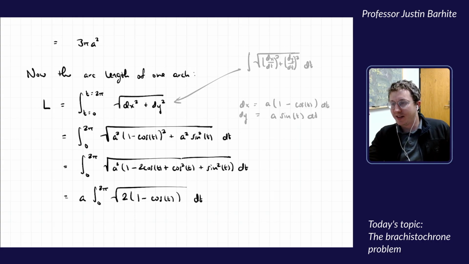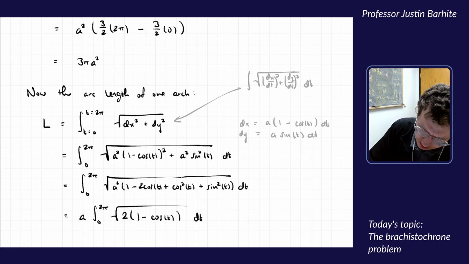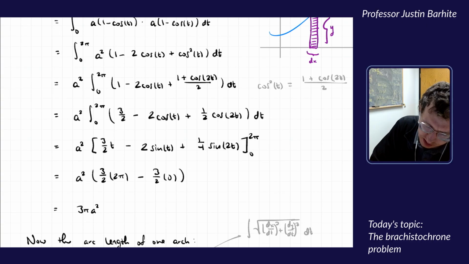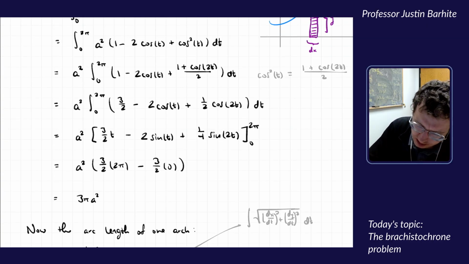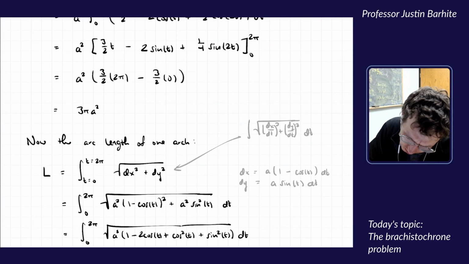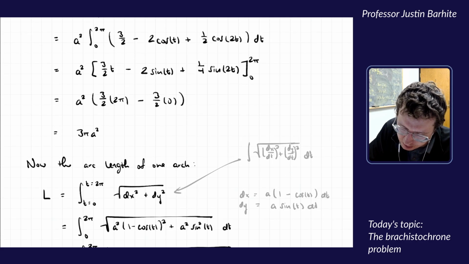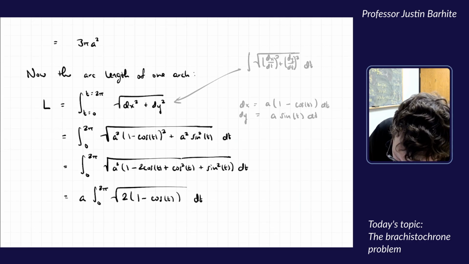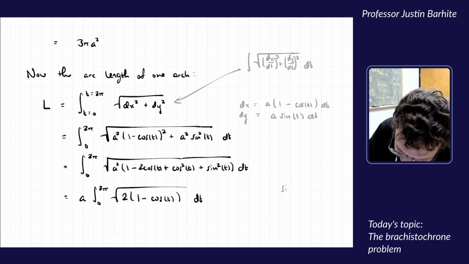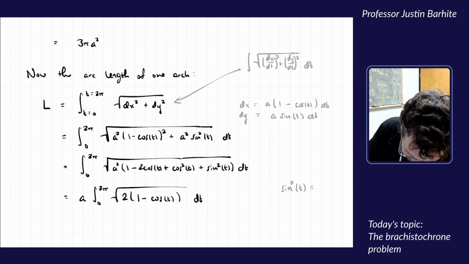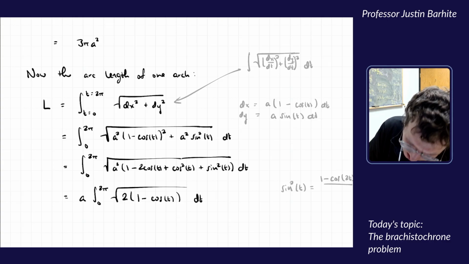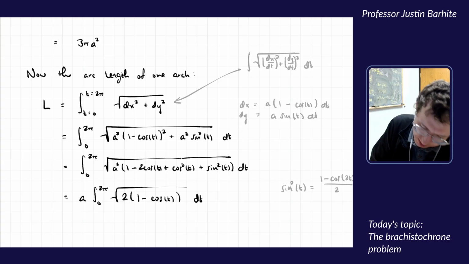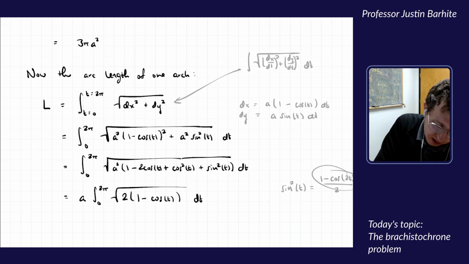Now, how do we integrate this? Just like with this cosine squared of t, we're going to use that same trig identity, almost that same trig identity. We're going to use the other one. Sine squared of t is equal to 1 minus cosine of 2t over 2. I'm using that one because it has a 1 minus cosine.